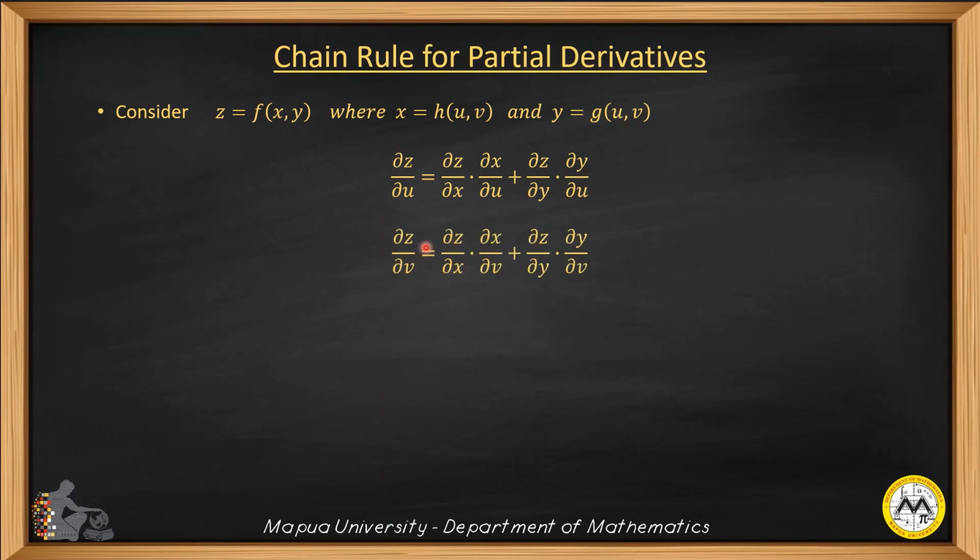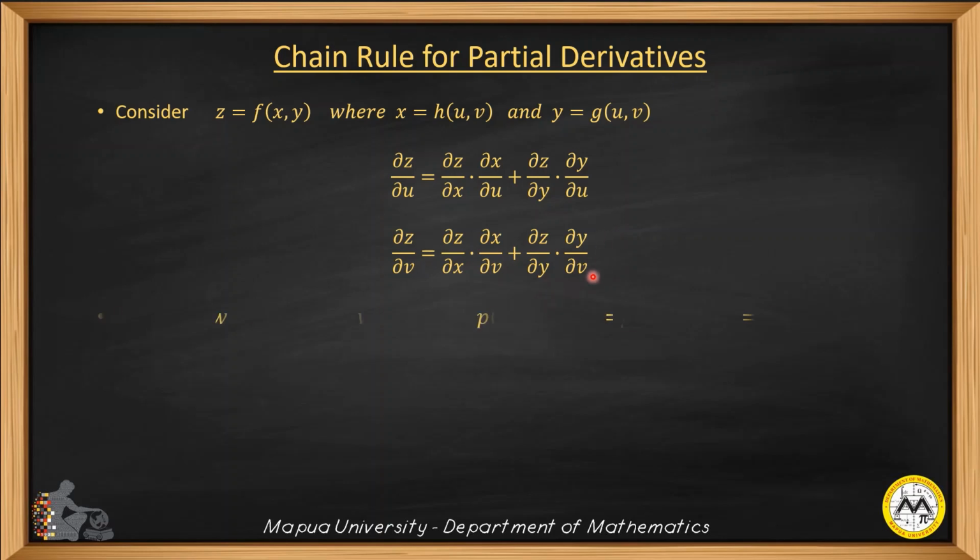And for the partial derivative of z with respect to v, we have it equal to the sum of the following products. The product of the partial derivative of z with respect to x times the partial derivative of x with respect to v, plus the partial derivative of z with respect to y times the partial derivative of y with respect to v.